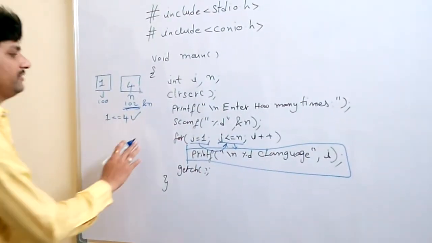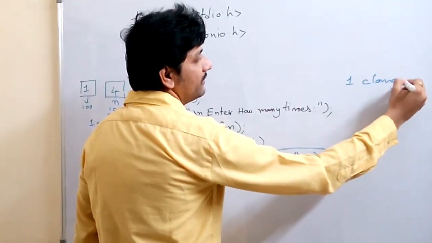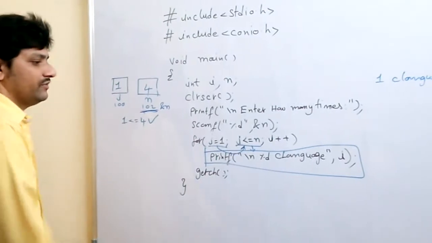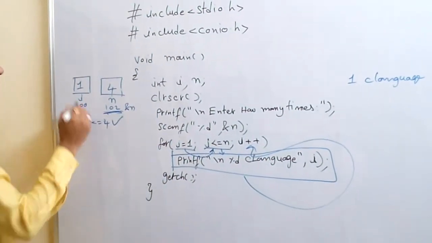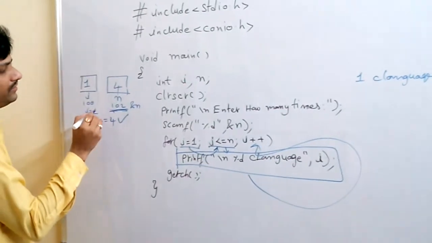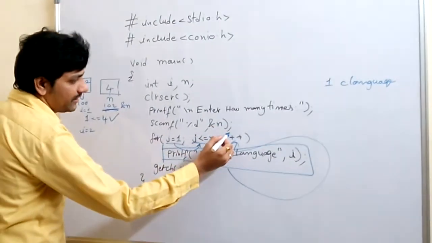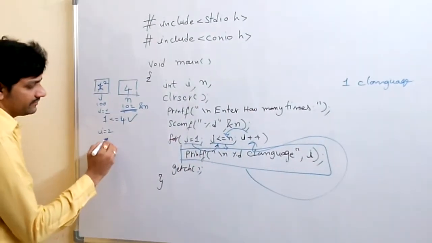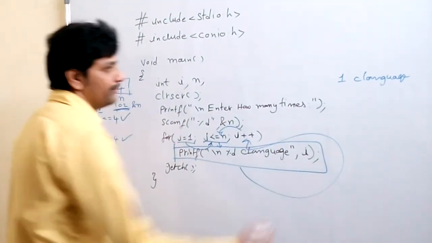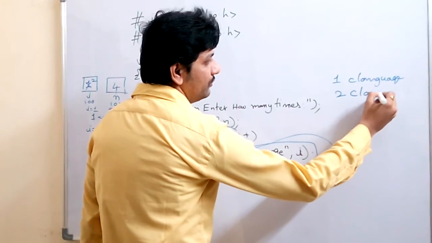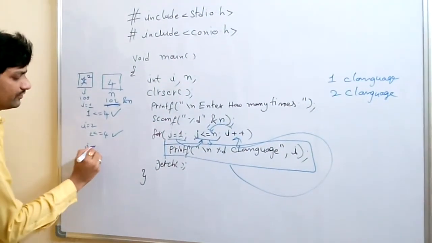So in the output we get 1 C language. After that it comes here. You know that the i value becomes 2. First the i value is 1, now 1 becomes 2, so i equals 2 because of i plus plus. 2 less than or equal to 4, is it right? Yes, it is right. So next, 2 C language. Next, i plus plus, i equals 3.